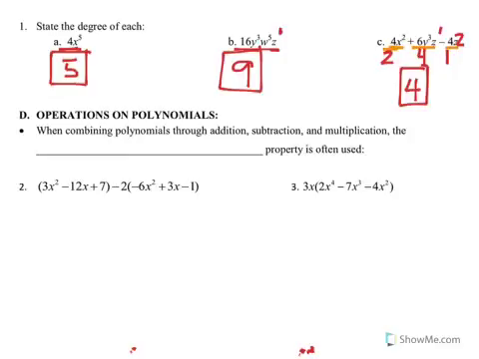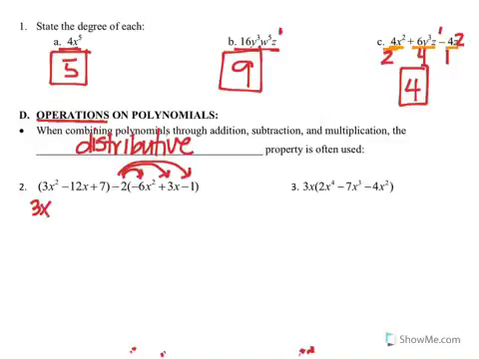All right, let's talk a little bit about operations on polynomials. Operations is just a fancy way of saying addition, subtraction, division, multiplication, exponents, all those good things. When combining polynomials through addition, subtraction, or multiplication, we often need to use the distributive property. Remember, we use the distributive property because we want to drop the parentheses. So for this problem, I'm going to end up distributing here, and then rewriting this, and then combining like terms.